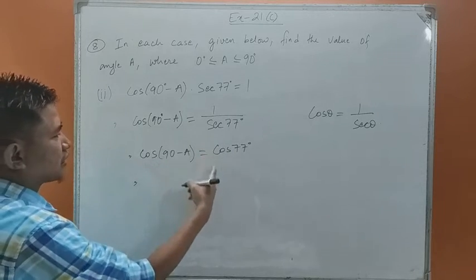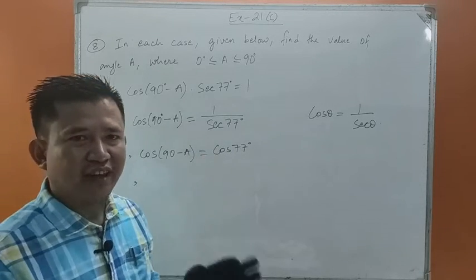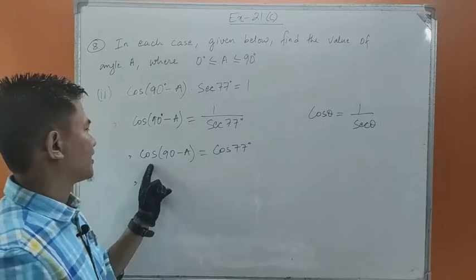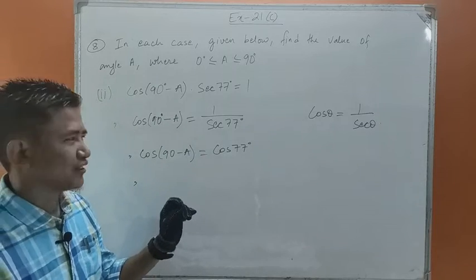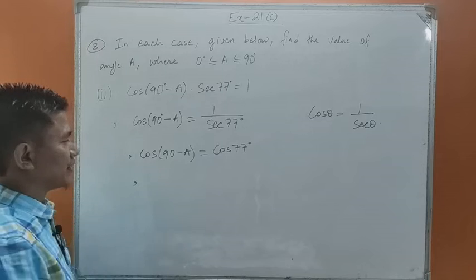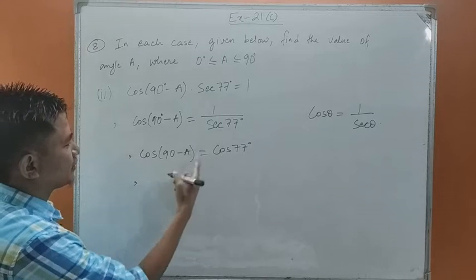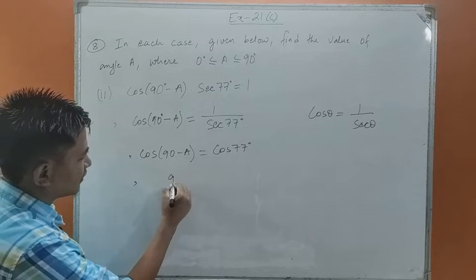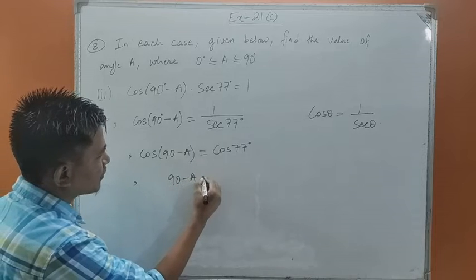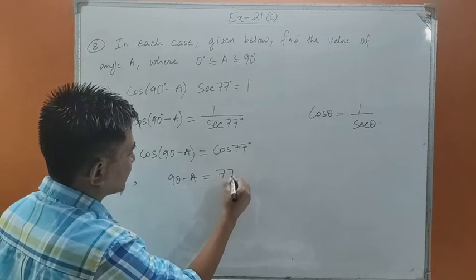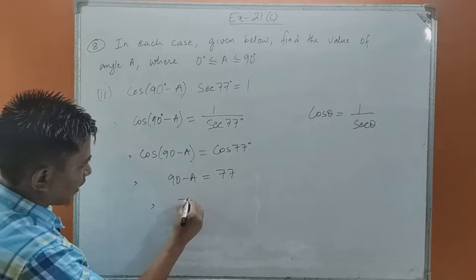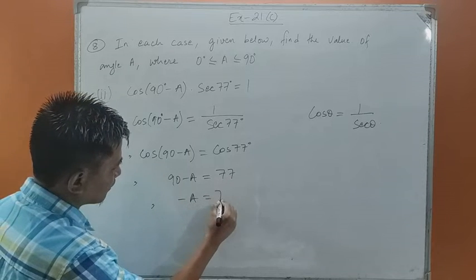Cos cannot be cancelled because sine, cos, tan, cot, sec and cosec are the trigonometrical identities. So these identities should not be cancelled. We can leave the identity and just write the angles. 90 minus a equals 77 degree. Or minus a equals 77.